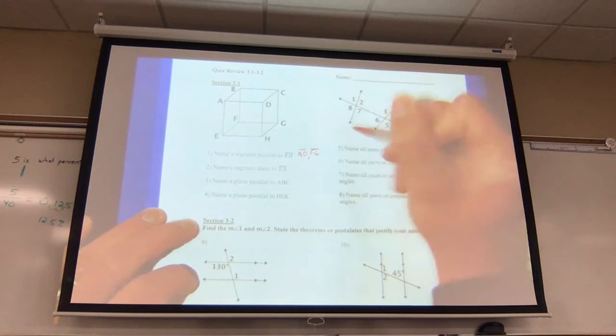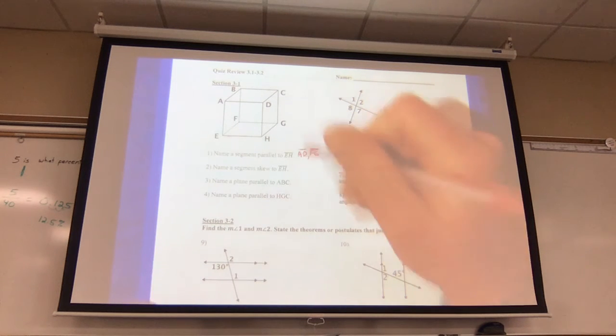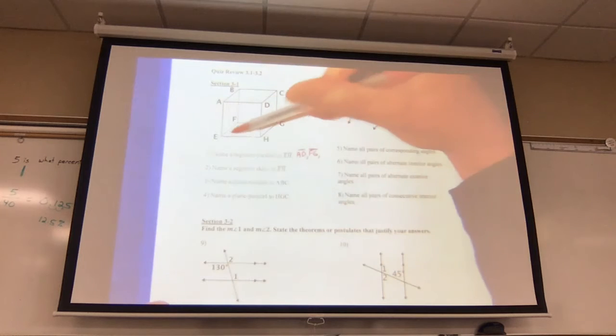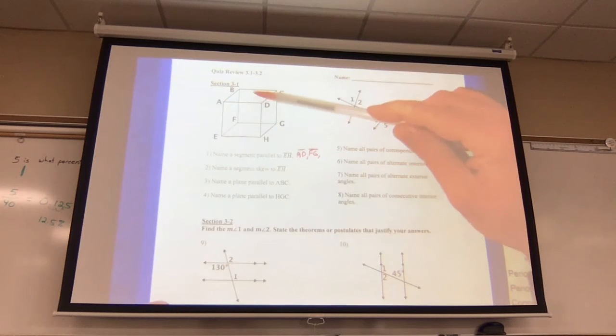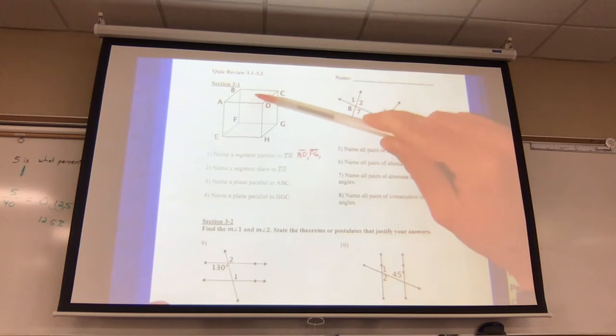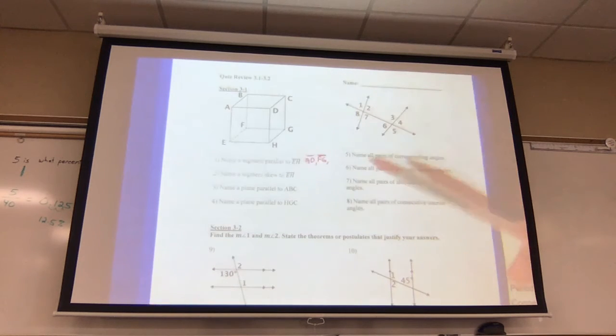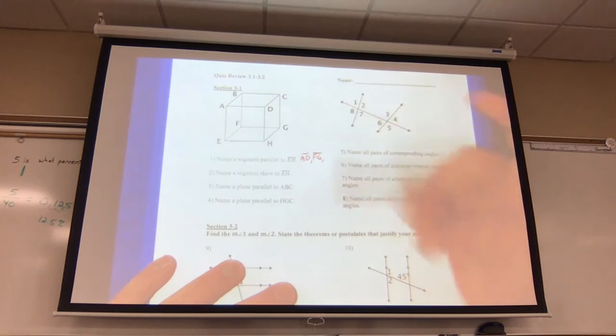So FG would be parallel to EH. And then there's one other that sometimes people don't see here, EH and BC. I could draw a diagonal plane coming through this box, that comes from the bottom front and diagonally comes up to the back top of the box. That diagonal plane would have EH on the bottom, BC on the top.